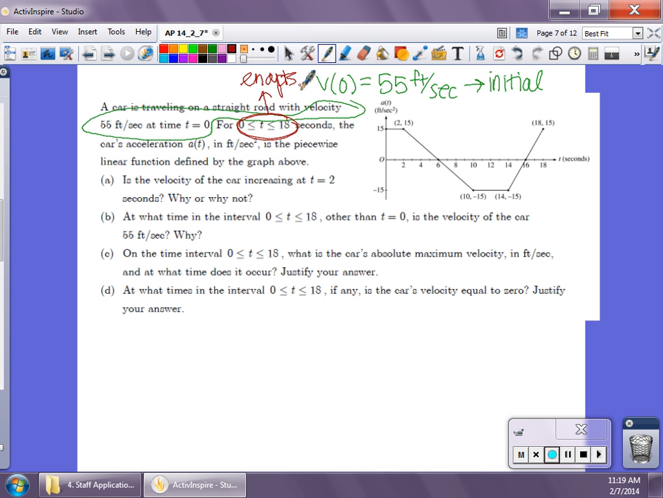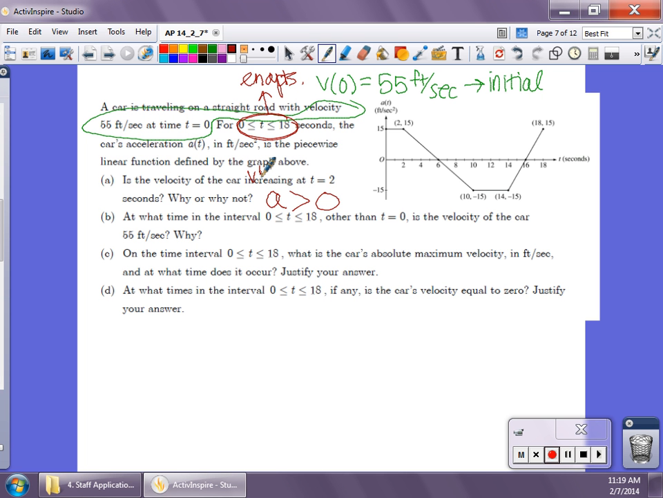Endpoints. So if they ask me for absolutes, I know I'm going to have to check the endpoints. So is the velocity of the car increasing or decreasing? Velocity would increase if A is positive. Well, this is the graph of A. Velocity is a derivative, so this is really V prime that I'm asking about. That's why I'm calling it A.